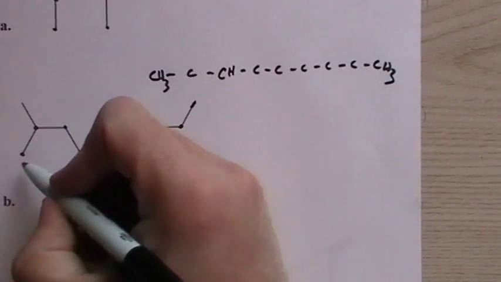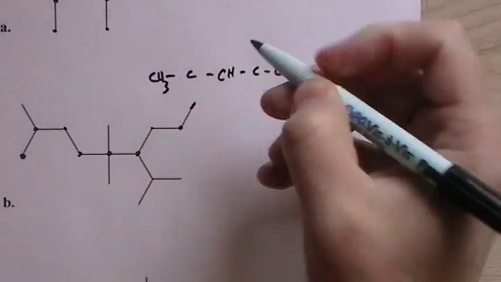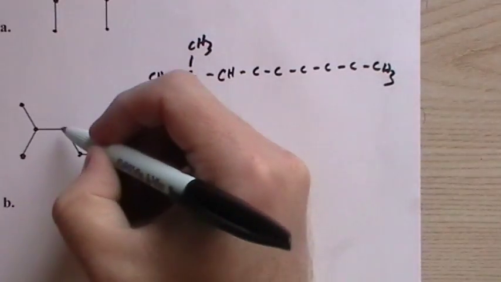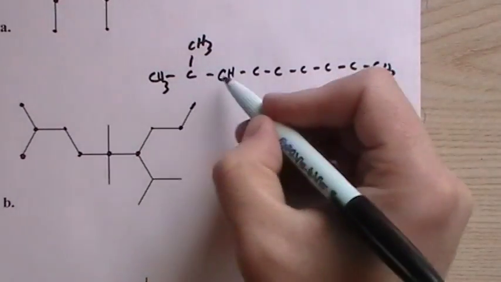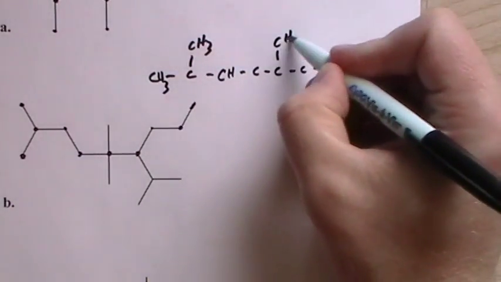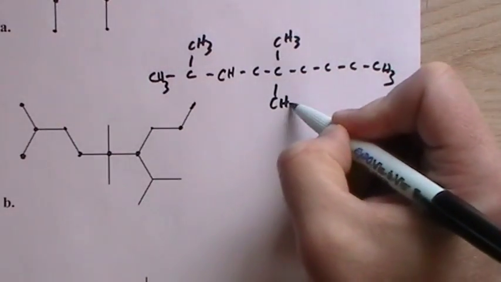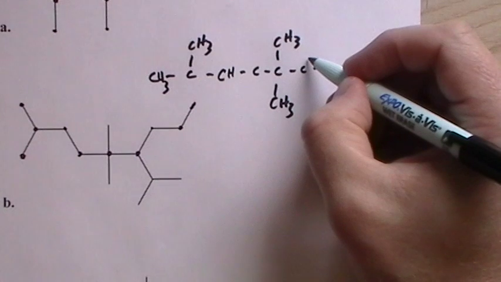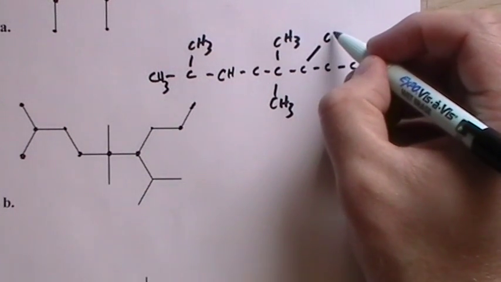Now, we see we start here. This is carbon 1, 2. At 2, there's a methyl group. And then 3, 4, 5. At 1, 2, 3, 4, 5, there's 2 methyl groups. And then at carbon 6, there's an isopropyl group. I haven't left a lot of room here, so we'll have to do this.